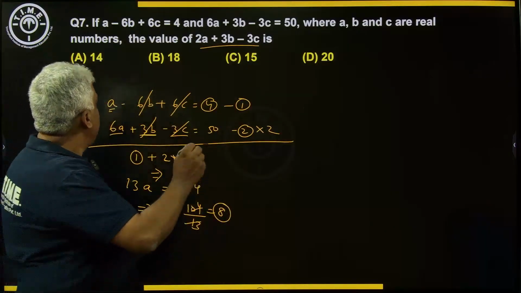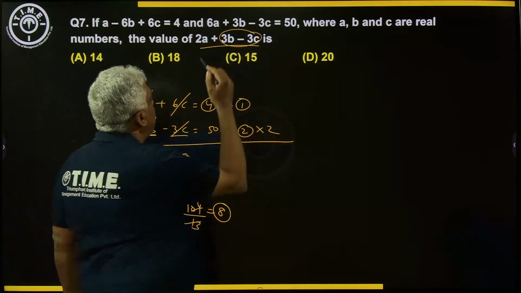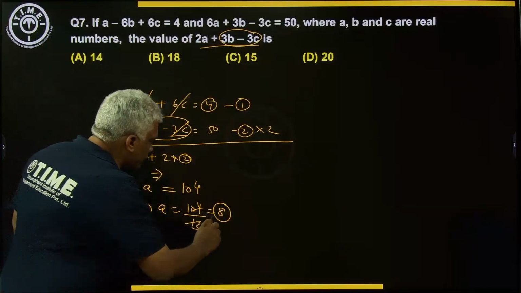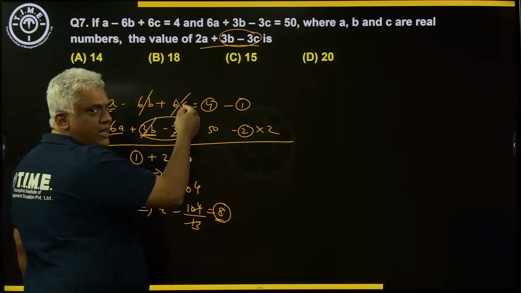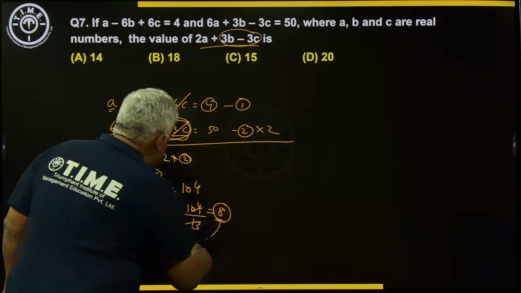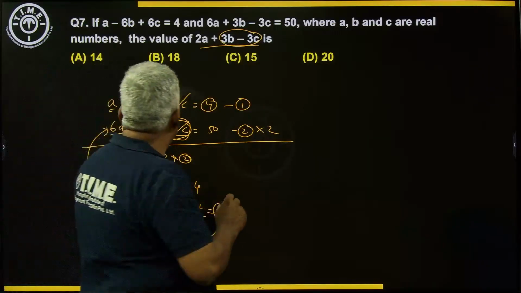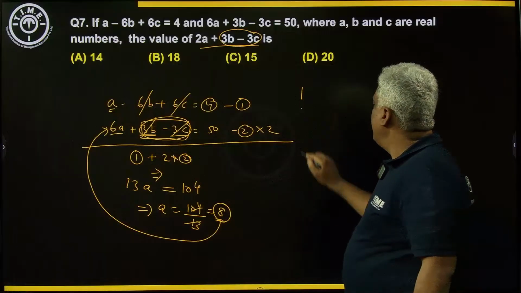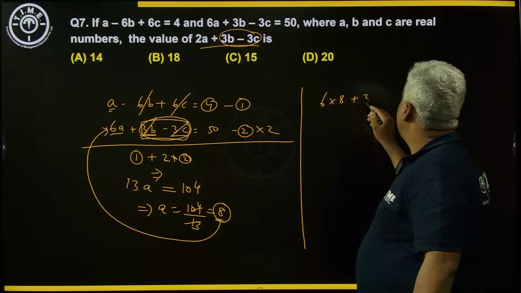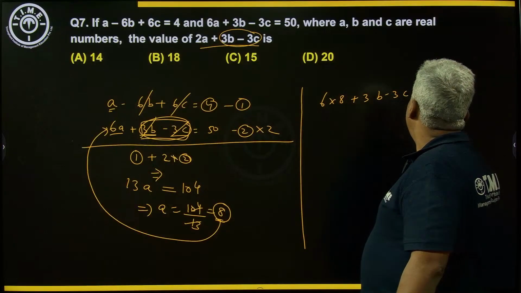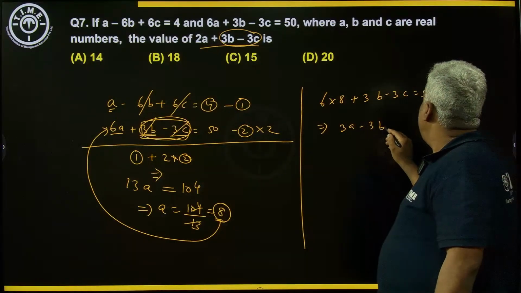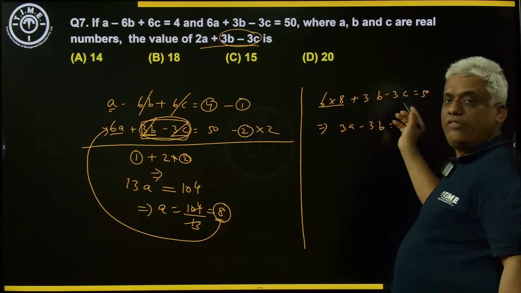Now you observe that we got A and we need this 3B minus 3C. And you see that here also is 3B minus 3C. So we can substitute the value of 8 in either equation. Here it will be easier because 3B minus 3C is there. So let's substitute A equals 8 in the second equation, right? 6 into 8 plus 3B minus 3C equals 50, and 6 into 8 is 48. So take that side, 50 minus 48 is 2.